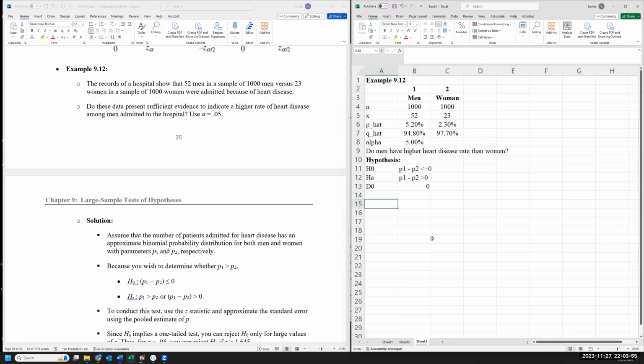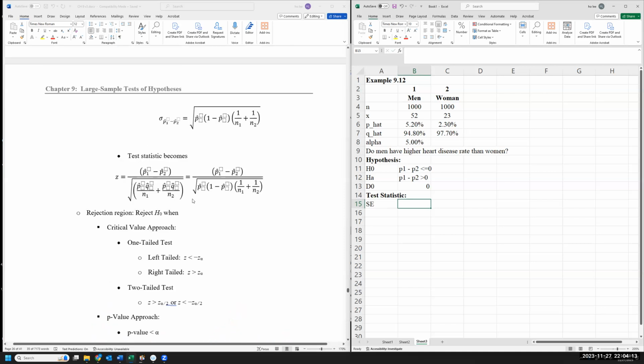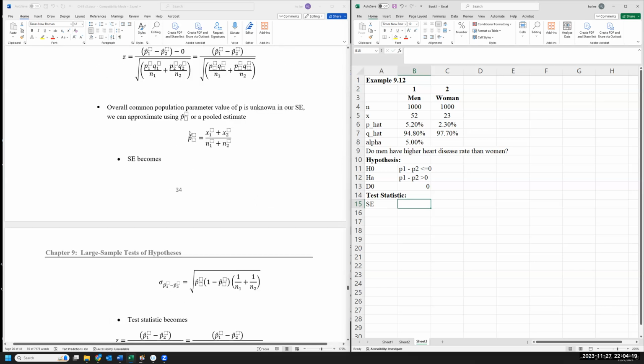And given this, we need to calculate the test statistic. In order for us to calculate the test statistic, we need to calculate the standard error. And my guess is the standard error is very difficult. Yet, this is the standard error right here. And that involves calculating the pooled proportion. So pooled.